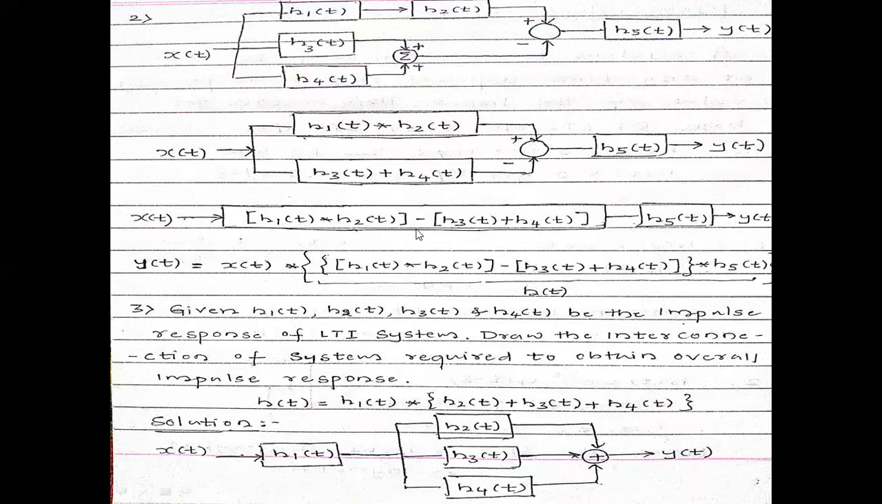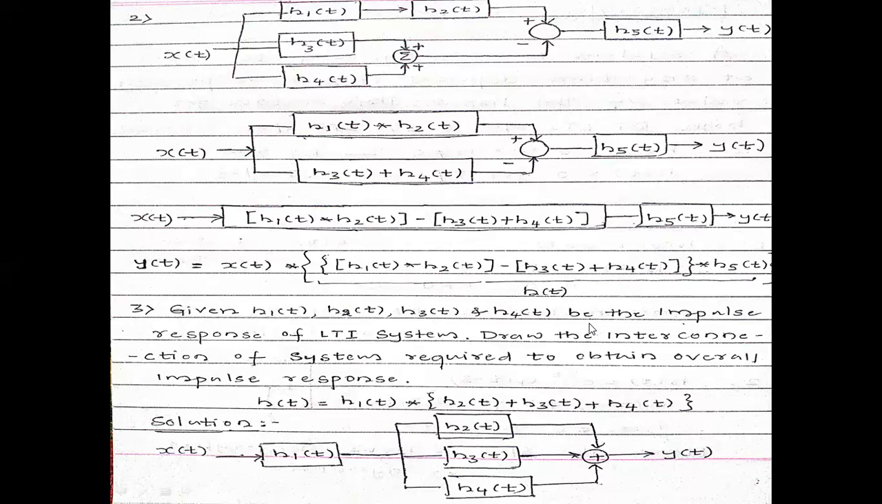with input x of t, and here this response is connected with another system which is in series with this overall response, that is h5 of t. So the overall response is given by h1 of t convoluted with h2 of t minus h3 of t plus h4 of t, convolution with this h5 of t, because this is in series with this one. So the overall response will be this one, h1 of t convoluted with h2 of t minus h3 of t plus h4 of t, convolution with h5 of t, right?